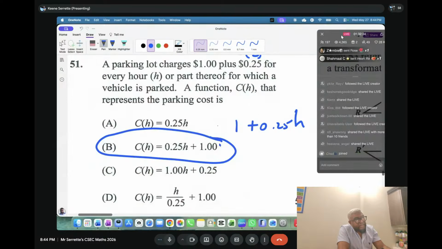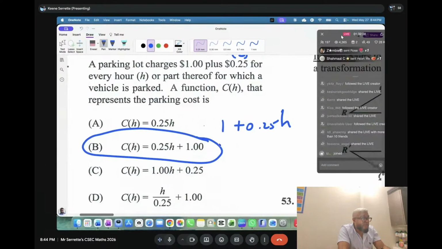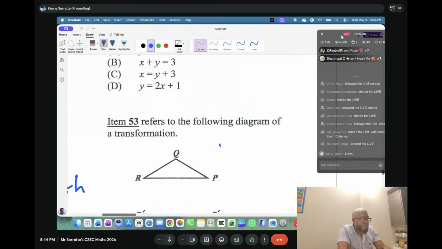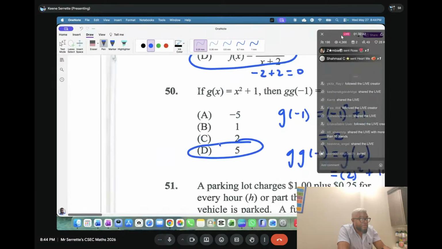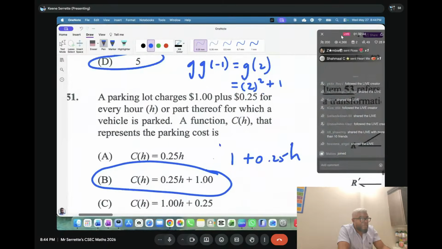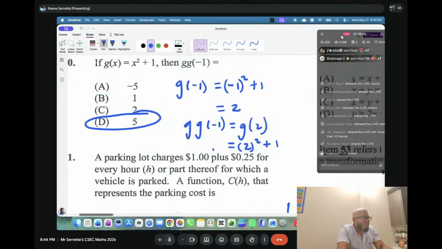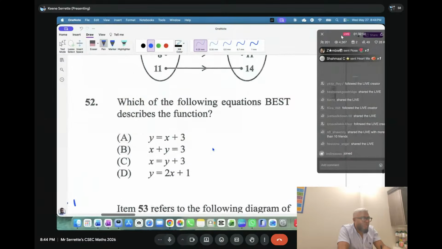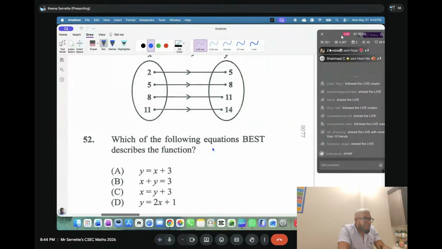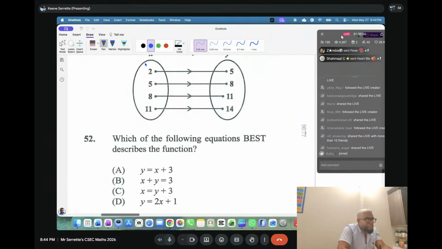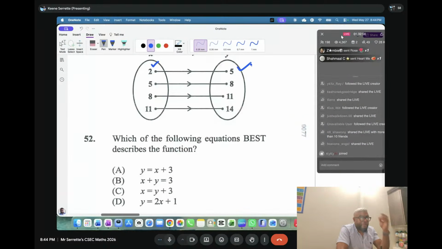You see how the wording is different here? The wording is different, so I pay attention to it. Correct, they switch it up on all of them. So which one of these could we plug 2 into and get 5? This one?